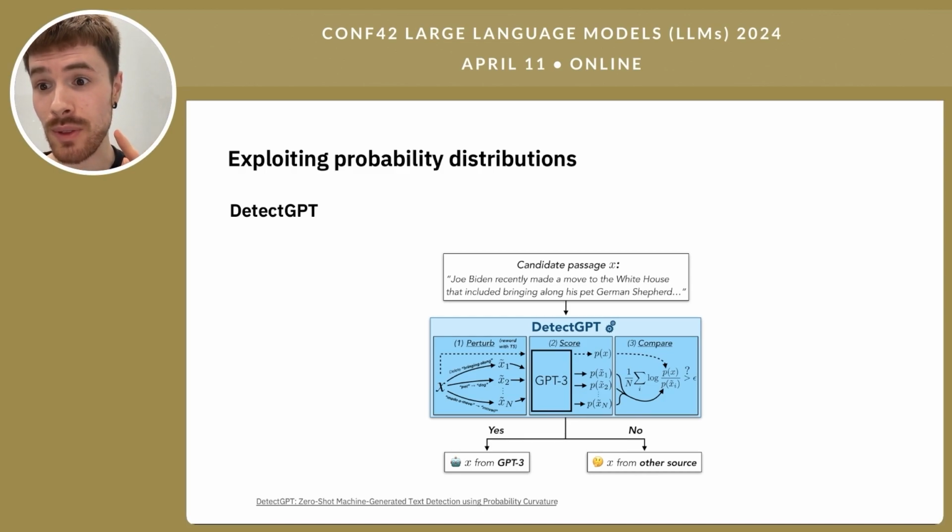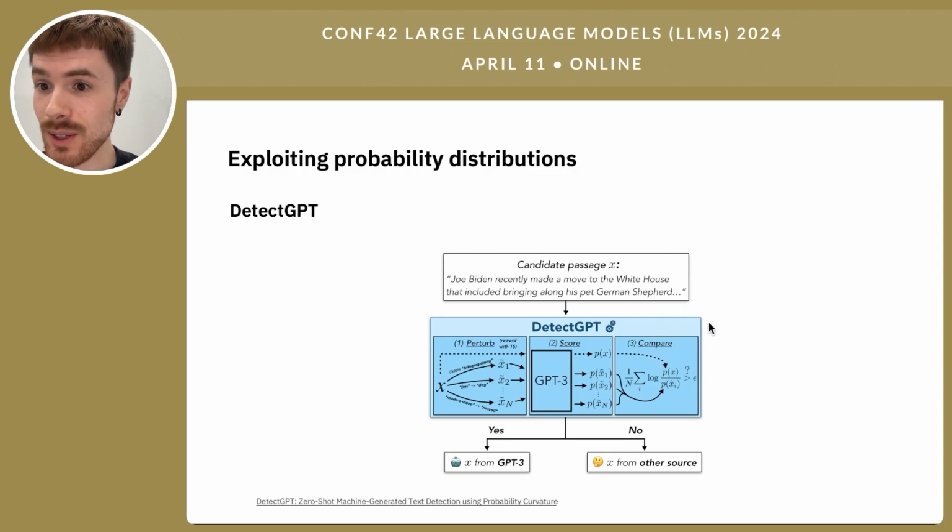So if the answer is yes, then we conclude that yes, probably the original text was my text. And what we do with GPT or any LLM really is that we just take a text, we do some modifications to the text, so we perturb the text, and then we take the score of the original text and the perturbations, and we compare again.